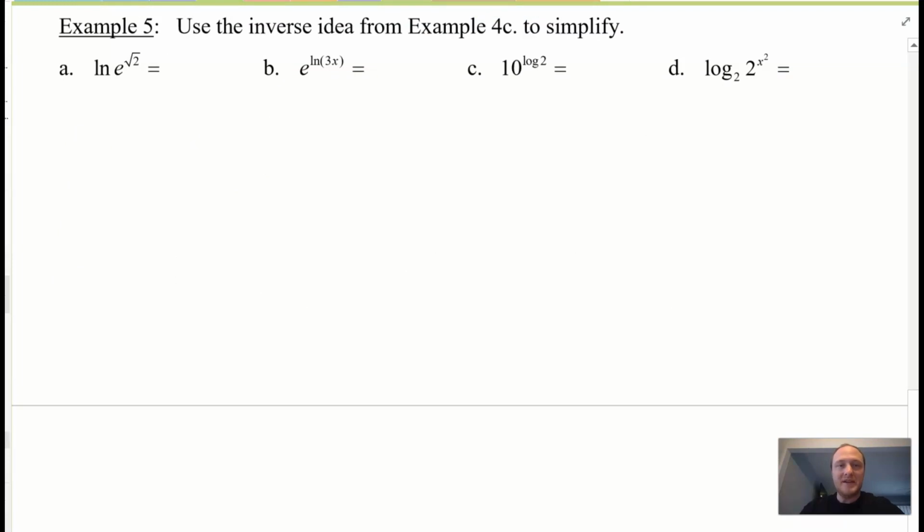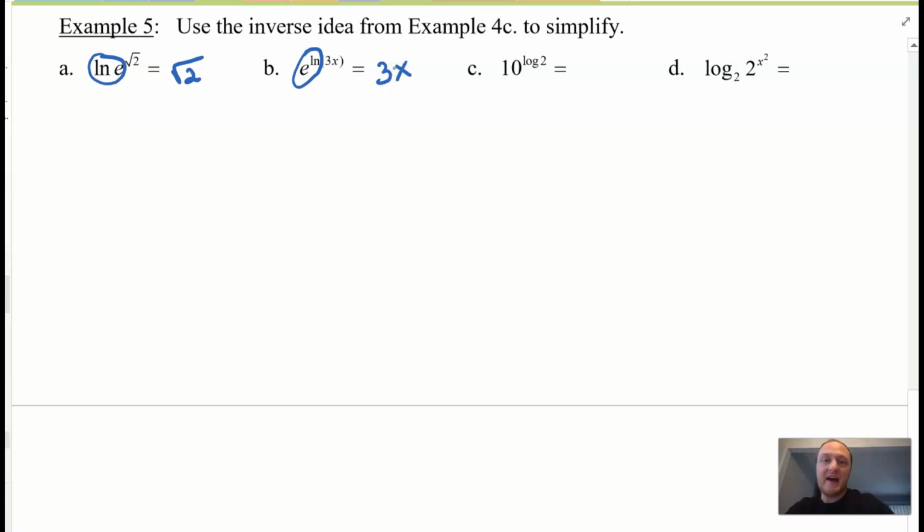So over here, it says, use the inverse idea from example 4c to simplify. So if I have the natural log of e raised to the power of root 2, well, those are inverses, so our answer is just root 2. Here I have e raised to the power of natural log of 3x. Well, those are inverses, so we get 3x.